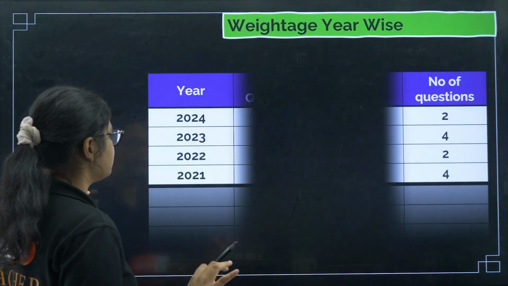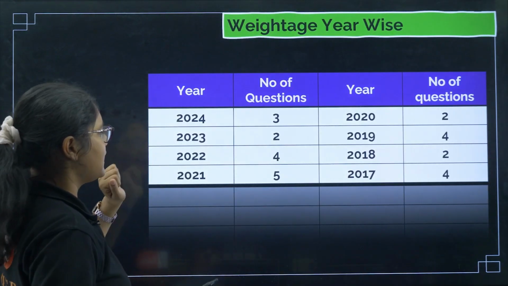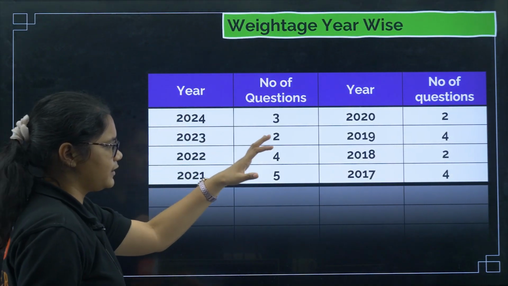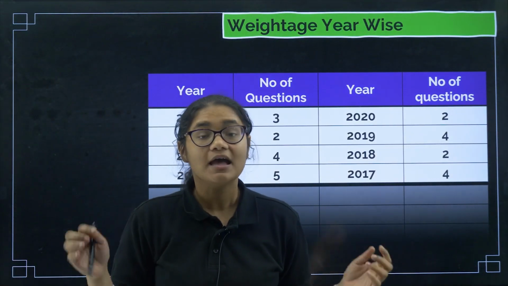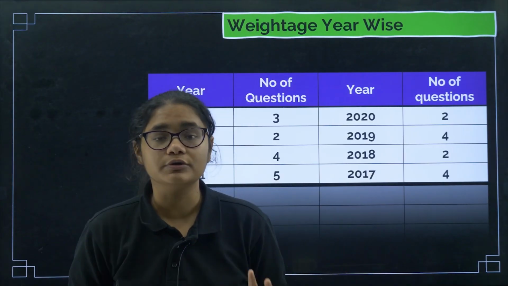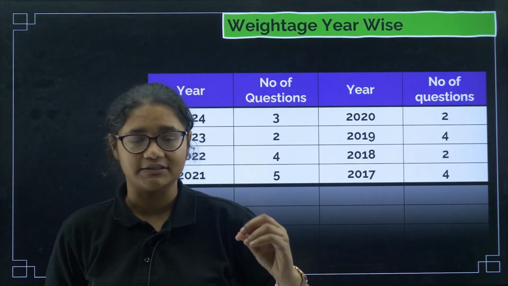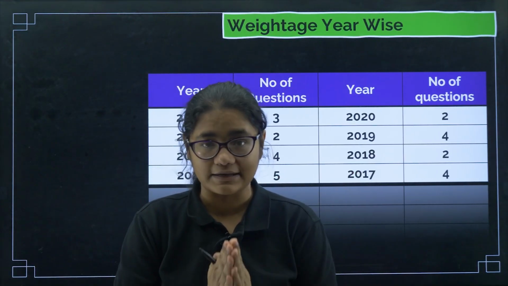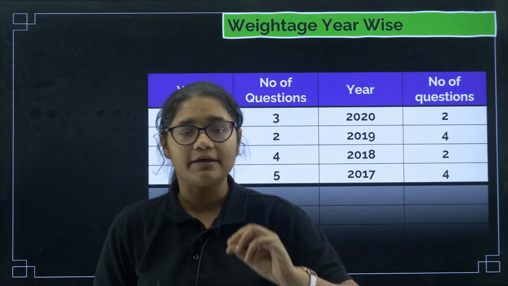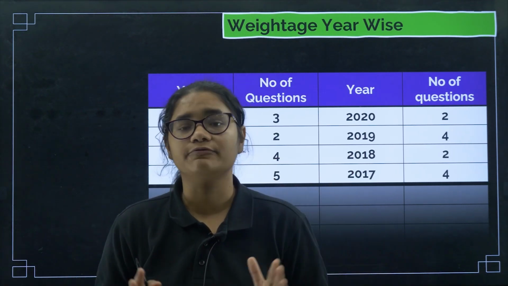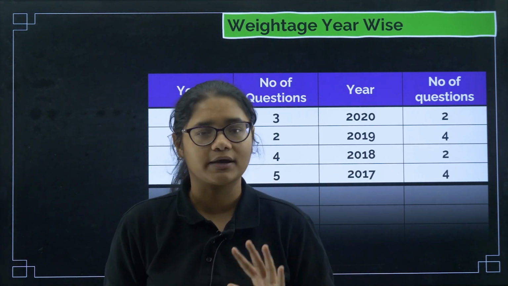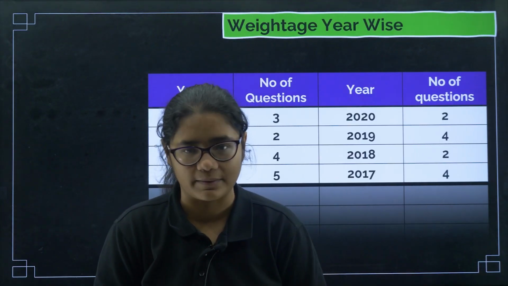Now moving forward, let us see the year-wise weightage of this chapter. From 2024, you can see 3 to 4 marks questions have been asked. But one thing you should remember is that since the number of chapters has been decreased this year, for every chapter you can expect 4 to 5 questions. Easily you can expect 4 to 5 questions from this chapter.